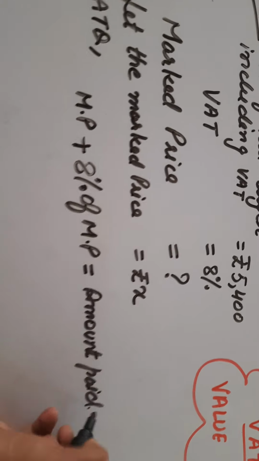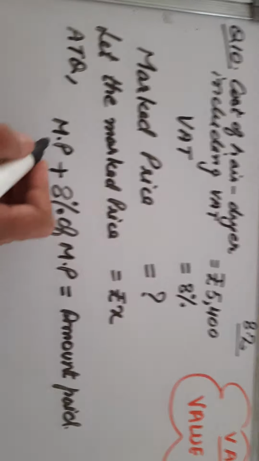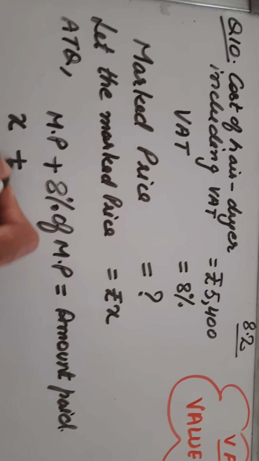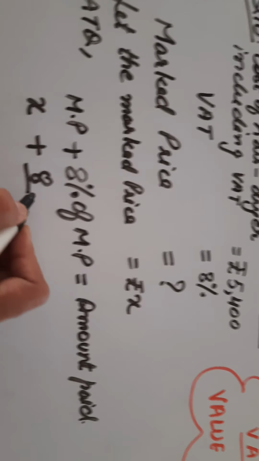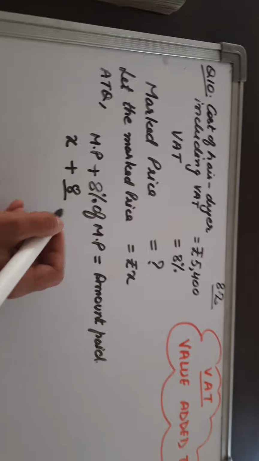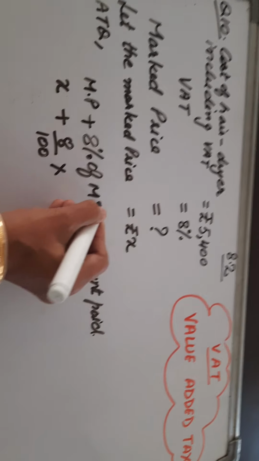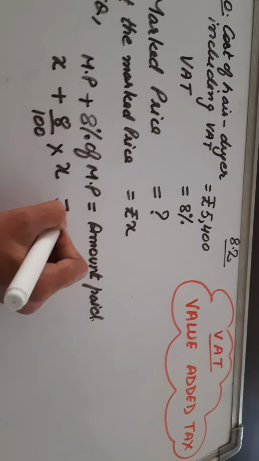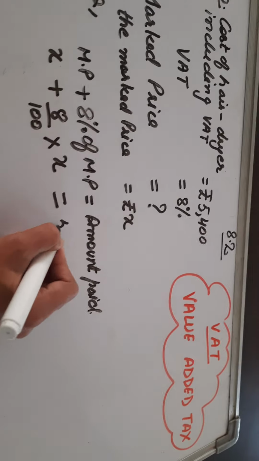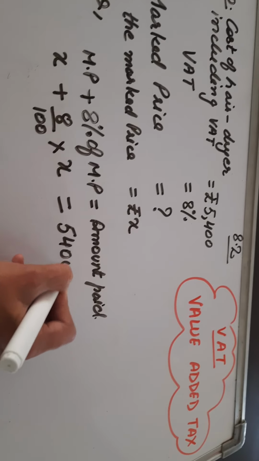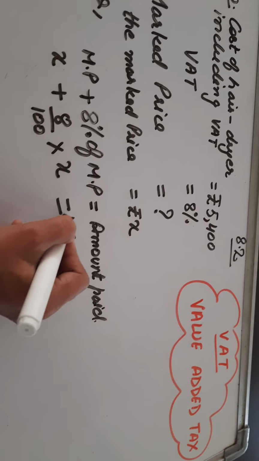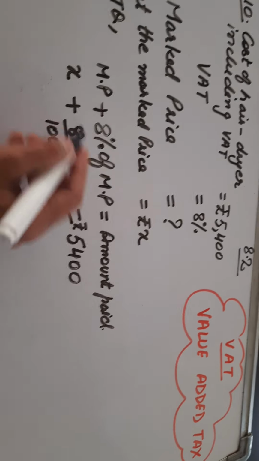Amount paid. So what is the marked price? We need to find out, that is x, plus 8 percent, where percent means divided by 100. 8% off means multiply of x is equal to how much amount I have paid? Rupees 5400. Right? Rupees 5400. So let us solve it.